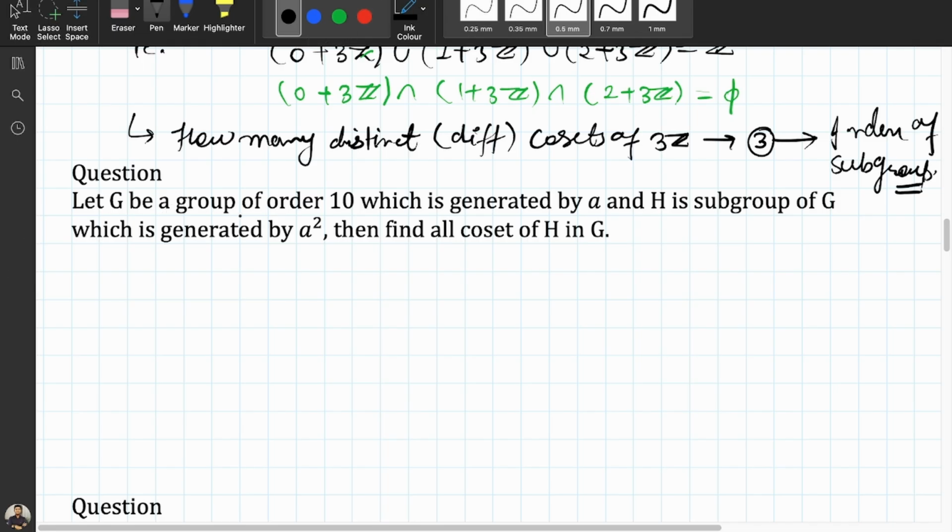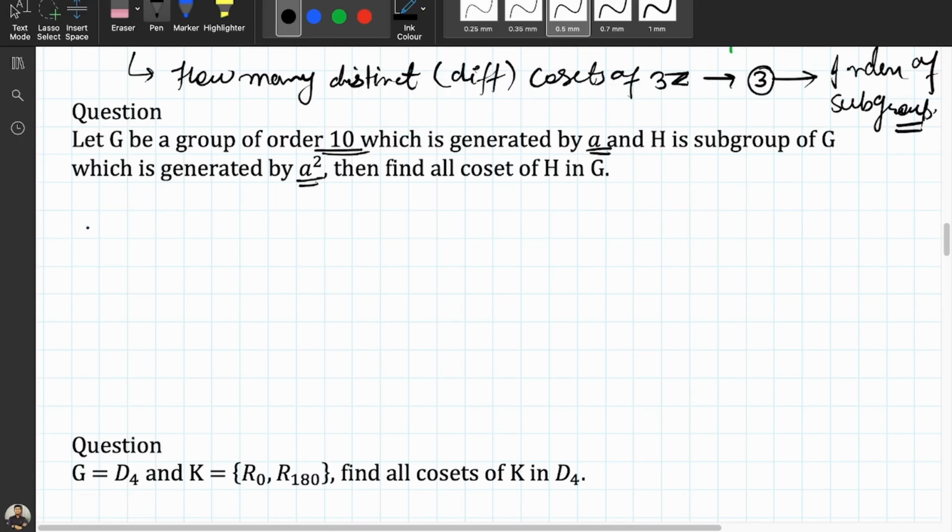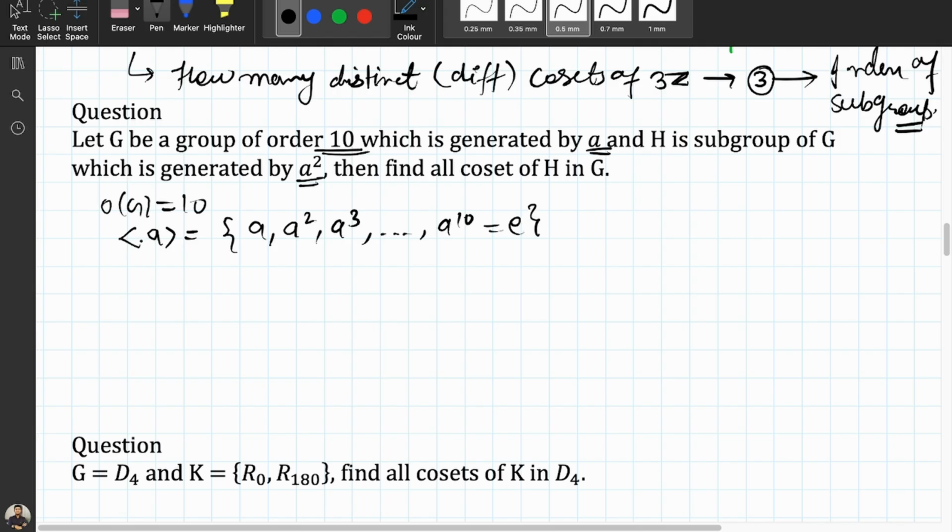Next, let G be a group of order 10 which is generated by a, meaning a cyclic group. H is a subgroup of G generated by a squared, a cyclic subgroup. Then find the cosets of H. Very simple. Group G, what is the generator of this group? a. How will it look? a, a squared, a cubed, and so on up to a to the power 10, because the group's order is 10, and that must be the identity.